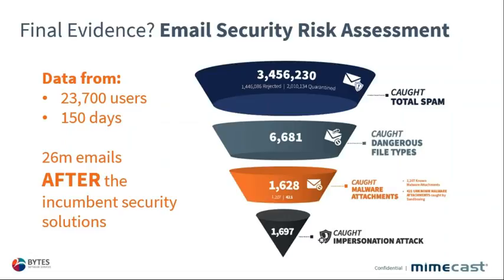Now, more worrying. 6,600 dangerous file types were let through. 1,600 malware attachments were let through, of which 1,200 were already known, things like Locky and Petya, etc. 421 were unknowns, first-time hits, and we caught those. But more importantly, 1,697 impersonation attempts. It only takes one impersonation attempt to get through, and your business, your reputation, and your employees are at risk. And there are certain things you can change.